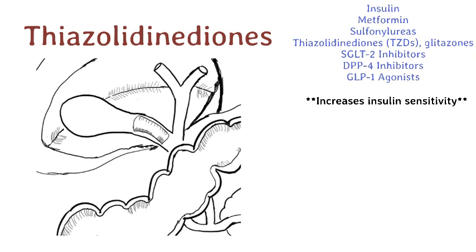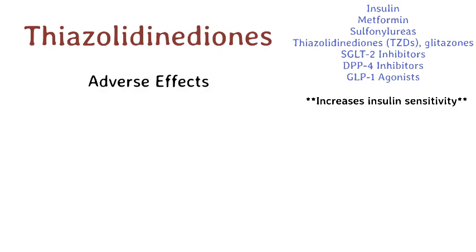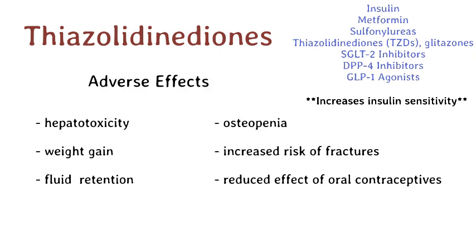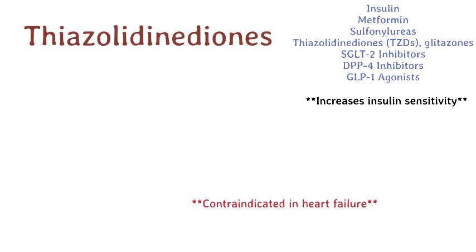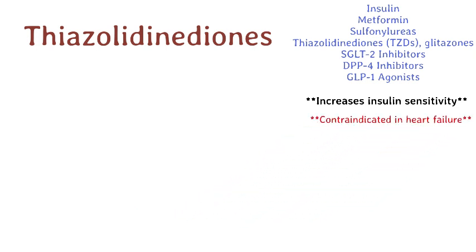Similar to metformin, TZDs can be used in PCOS because of their ability to increase insulin sensitivity. Adverse effects to watch out for are hepatotoxicity, weight gain, fluid retention, osteopenia, increased risk of fractures, and reduced effect of oral contraceptives due to a decrease in plasma concentrations of the estrogen-containing contraceptive. Pioglitazone is currently the only available glitazone. Others have been pulled off the market due to severe adverse effects.